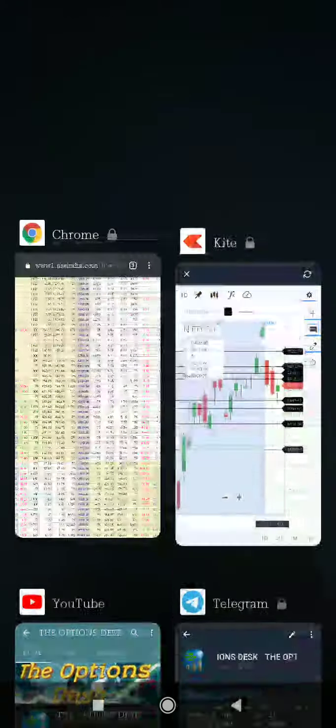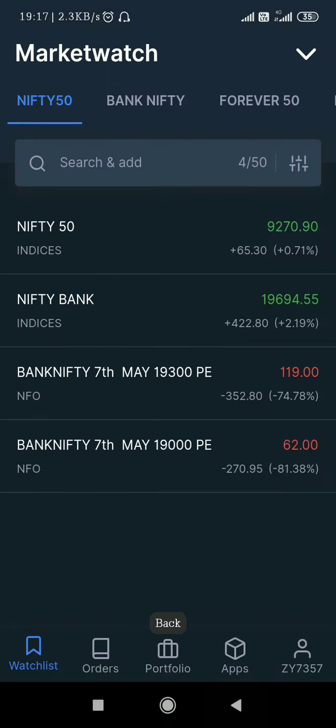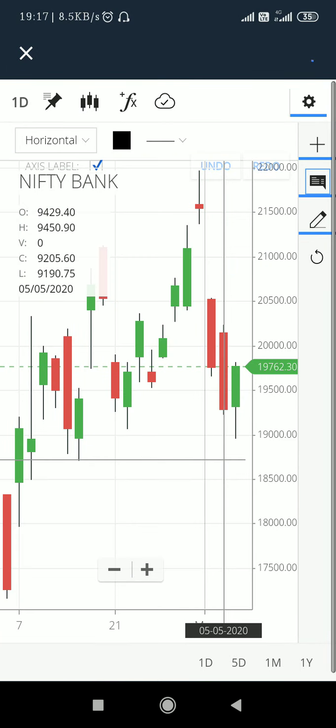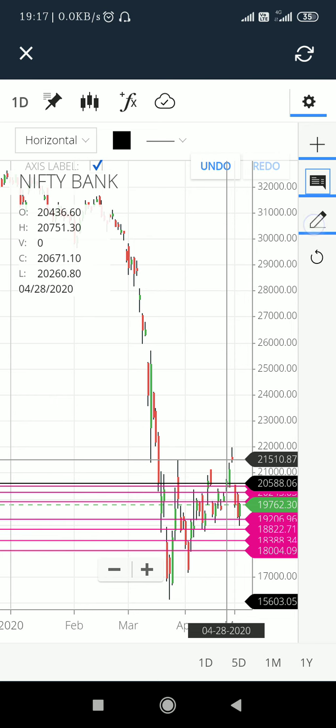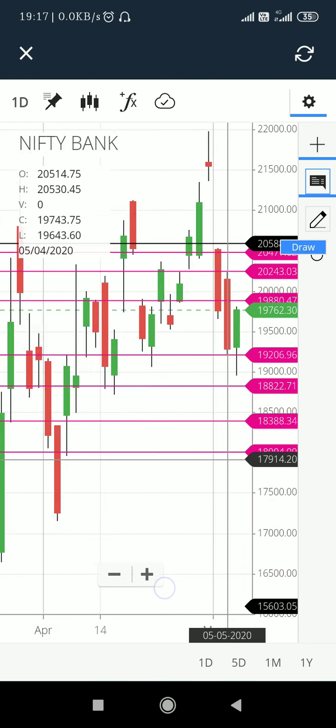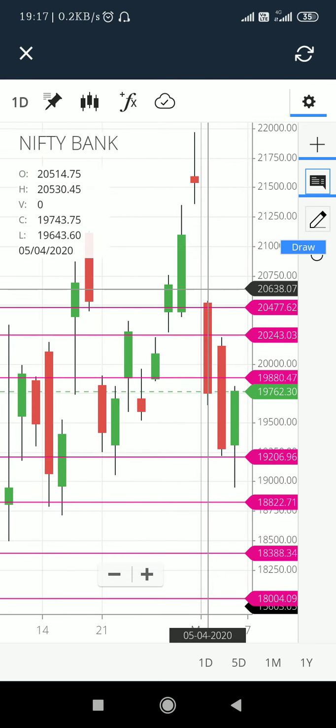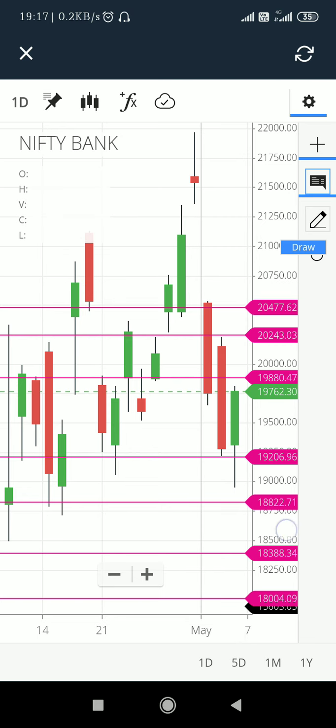So now let's jump to the Bank Nifty. This is the day's candlestick pattern for the Bank Nifty. Don't get confused by the other levels that I have mentioned. So what were the levels that I mentioned?